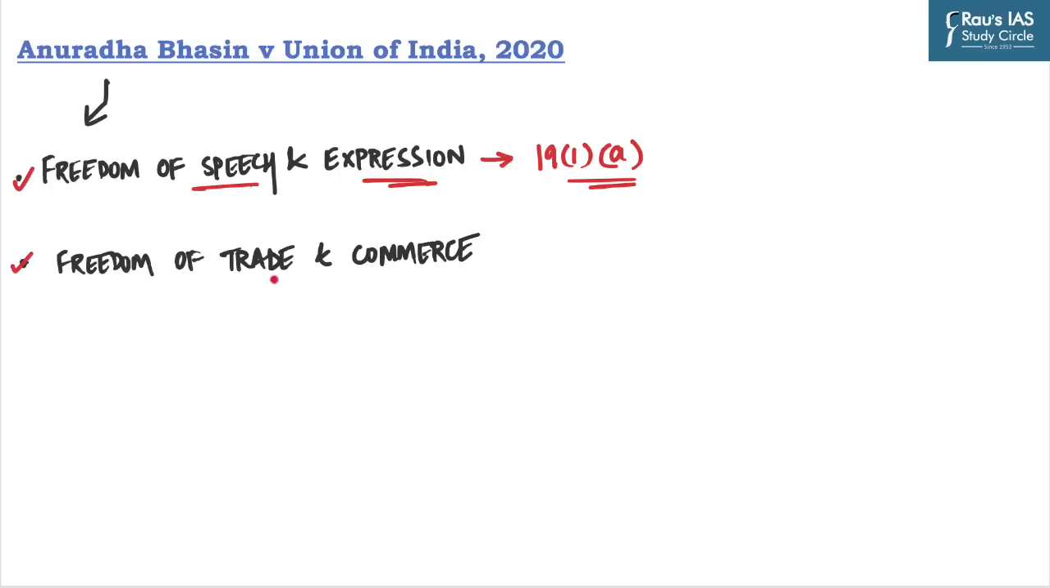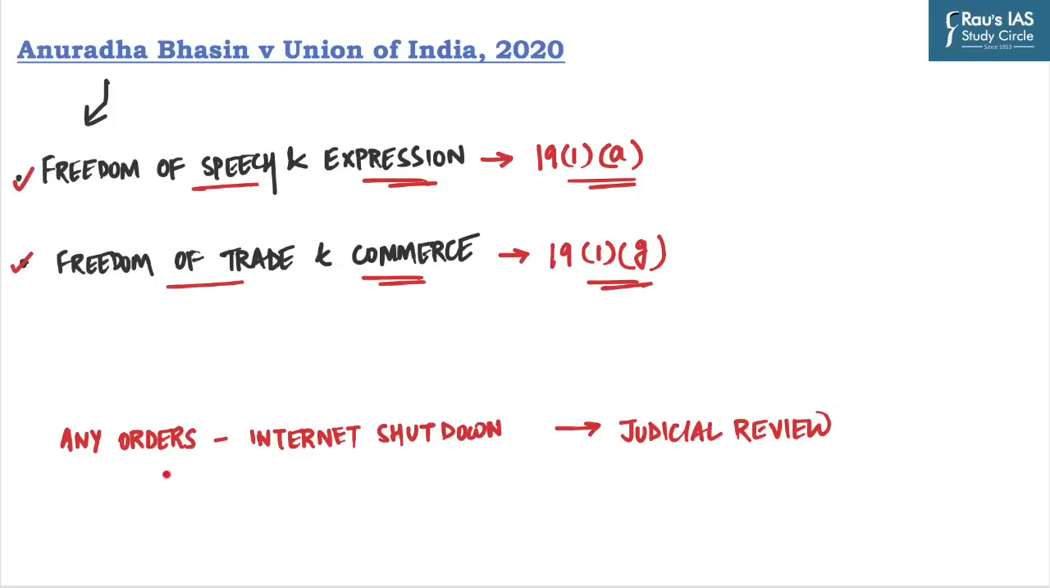The second aspect deals with the freedom of trade and commerce. Supreme Court highlighted that freedom of commerce through internet is also constitutionally protected under Article 19 Clause 1 Subclause G. And Supreme Court also said that any orders suspending the internet are subject to judicial review, and government should publish all the orders of prohibition to enable affected persons to challenge the same. And Supreme Court also held that government should consider other options or alternatives under Article 19 Clause 2 so that freedom of speech and expression is affected in the least possible manner.